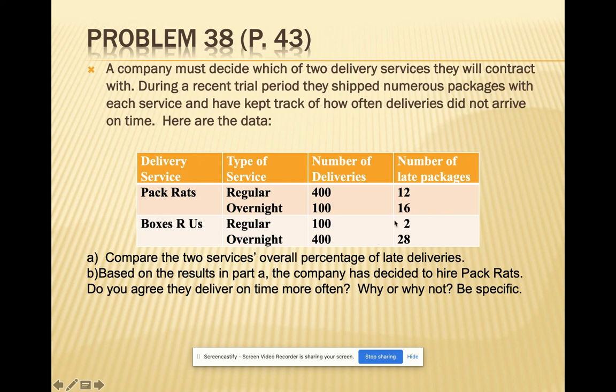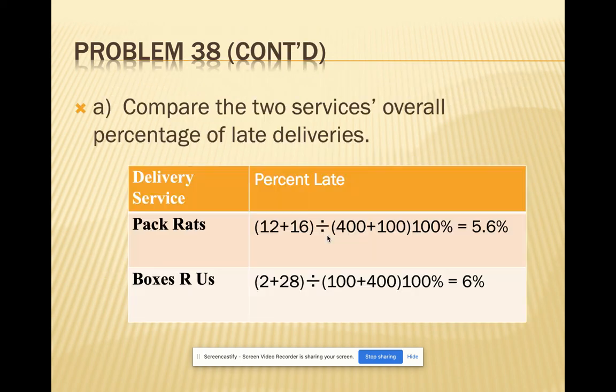But if you look, Pack Rats had 12 regular and 16 overnight. Boxes R Us only had 2 out of their 100 regular and 28 out of 400 overnight. Okay, so the question is, does the fact that Pack Rats had so many more regular deliveries than overnight deliveries versus Boxes R Us do anything to make us go, oh, wait, let's break this data down? Well, let's go ahead and do that.